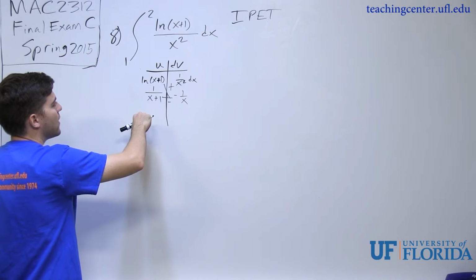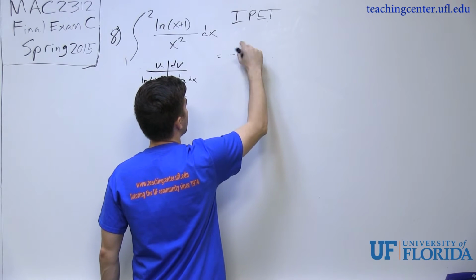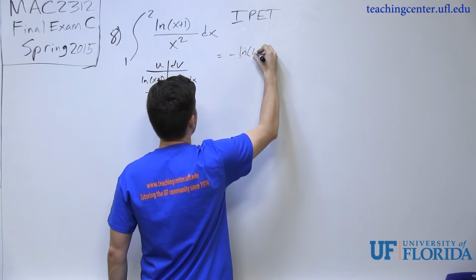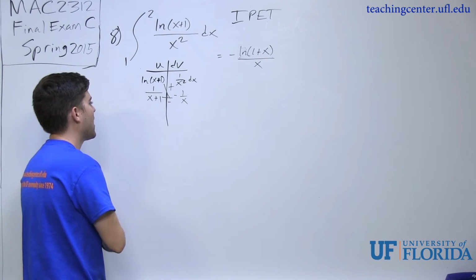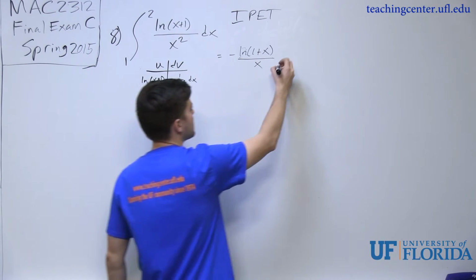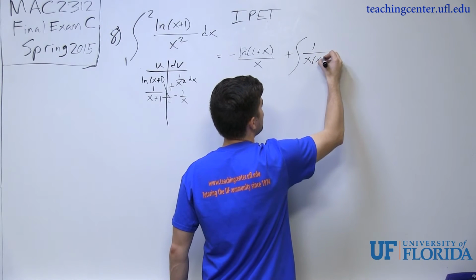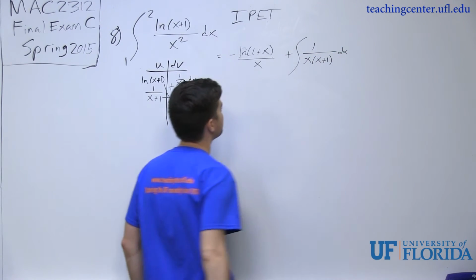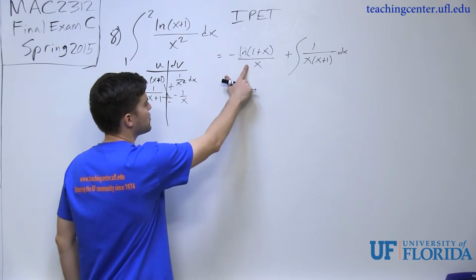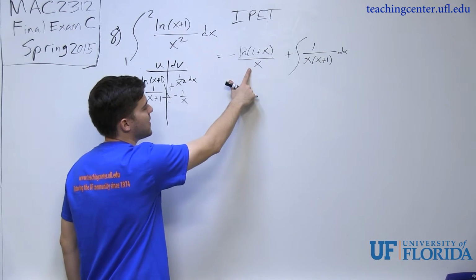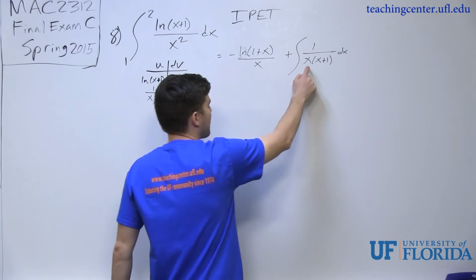When I solve for this, my new integral is equal to negative natural log of 1 plus x over x, and I have minus minus, so that becomes a plus, the integral of 1 over x times x plus 1 dx. So uv minus the integral of v du. Okay, good. So this is not an integral anymore. We could solve this right now, but I want to solve the entire integral before I plug anything in. It's just good notation. Now I need to figure out a way to solve this.